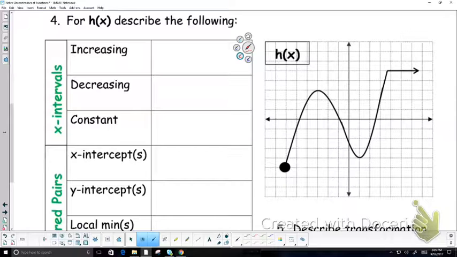Here we're going to talk about intervals. So, increasing, looking at this graph, reading left to right, always reading left to right. Where's the graph going up?